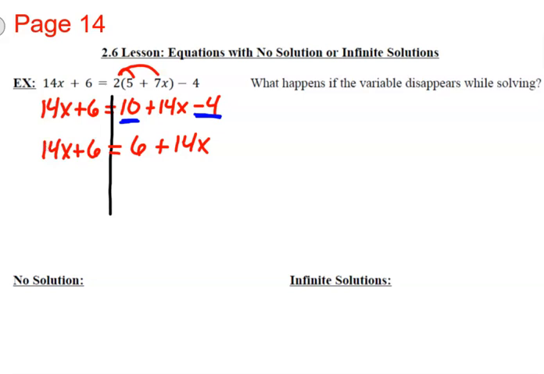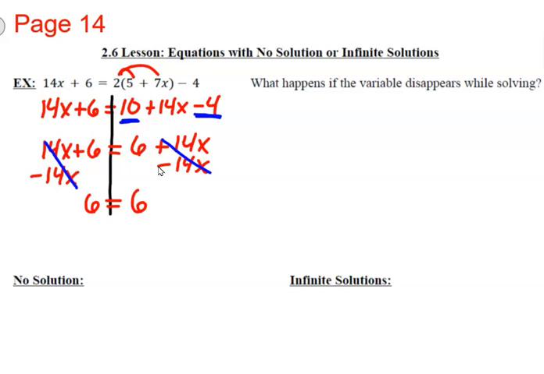And so now I'm going to do my like terms that are on opposite sides. So if I have a plus 14x, the opposite is a minus 14x. But look what happens. If I have 14x minus 14x, it's gone. And so the only thing I have over here is 6. And then on the other side, I'll have 6, but 14x minus 14x is gone. And so my variable, my letter x in this case, it disappeared while I was solving.